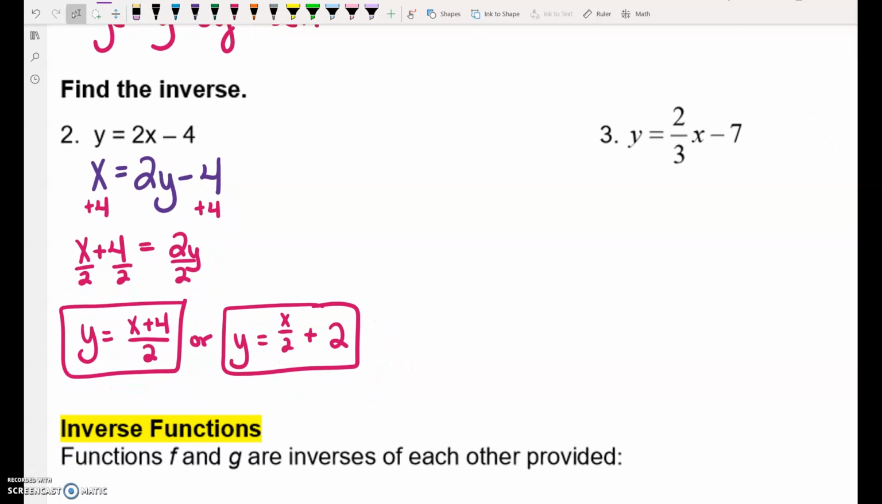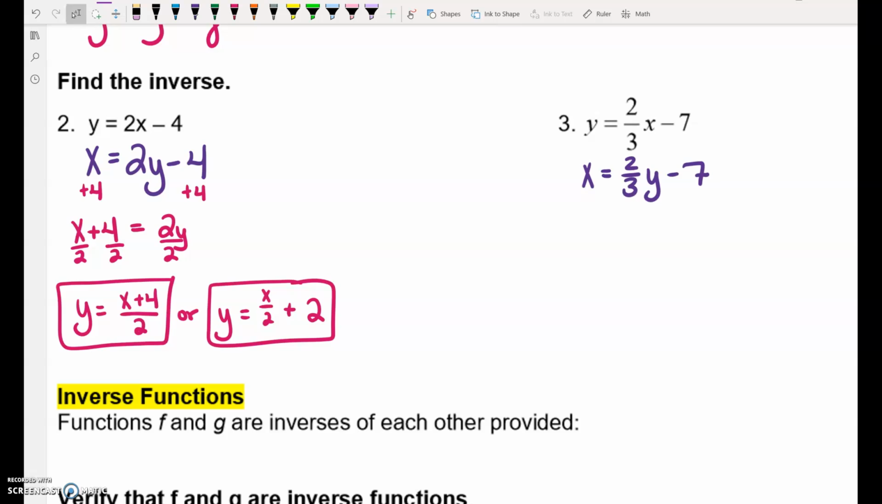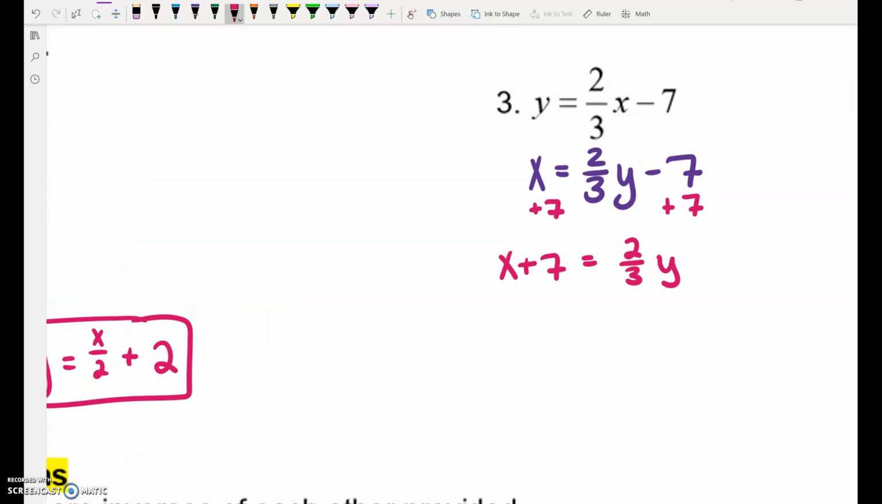Number 3, first step, switch the x and the y. Y becomes x, x becomes y. To get y by itself, we start by adding 7 on both sides. How do we get rid of times 2/3? Times 3/2. So you're going to multiply this entire right side by 3/2.